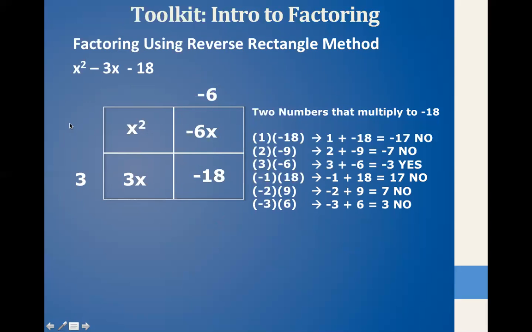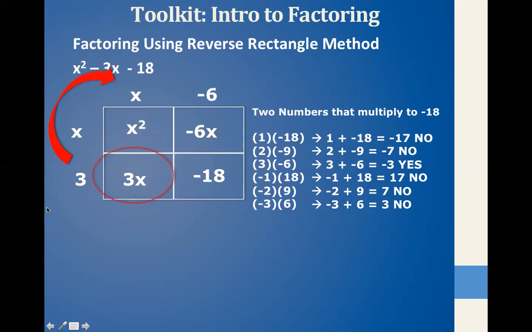Once I have that, I want to fill in these other two blanks up here. I'm going to start with this one. This box is going to be the product of negative 6 times whatever term goes here. So negative 6 times this will give me negative 6x. Well, I know negative 6 times x equals negative 6x. Okay, last space up here. 3 times this one up here equals 3x. So 3 times x equals 3x.